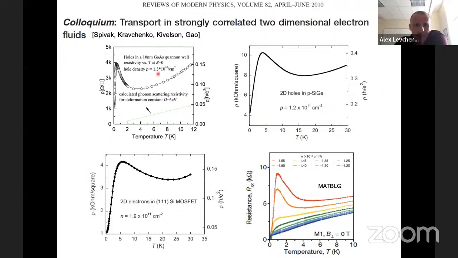And these systems are also highly correlated. The typical r_s parameter, which measures the strength of electron interactions, would be somewhere in the range of 10 to 30 to even 40. So some of the systems are at the onset of Wigner crystallization in 2D, so they're highly correlated. So 2D holes in silicon MOSFET, 2D holes in p-doped silicon germanium.